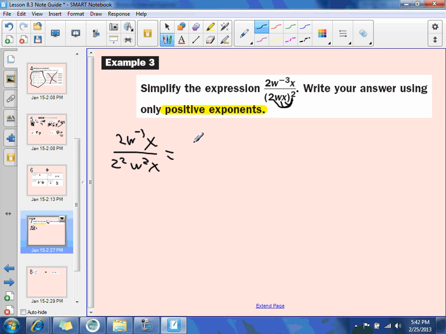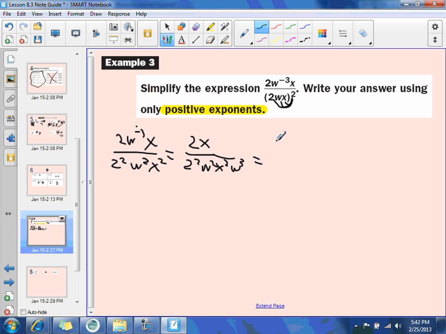Now I'm going to go through and make sure everybody's happy. The 2 in the numerator is happy, and so is the x. Everything in the denominator is happy: 2 squared, w squared, and x, sorry, that x should be squared. But w to the third power in the numerator is really unhappy. W to the negative third power wants to be in the denominator, and once he's there, now he's happy.